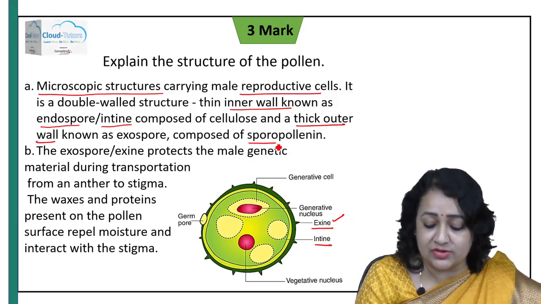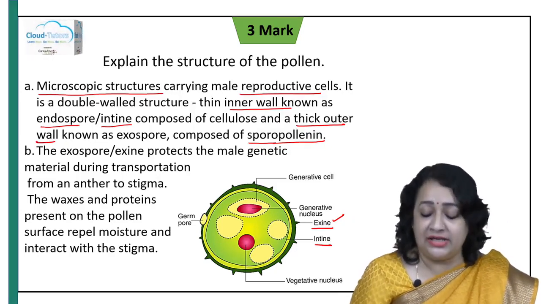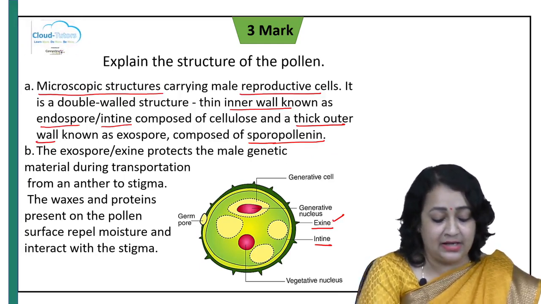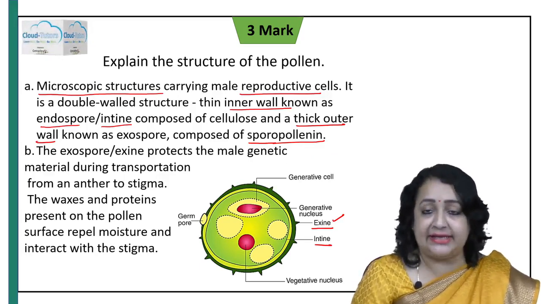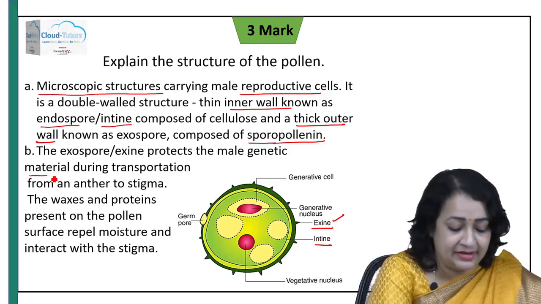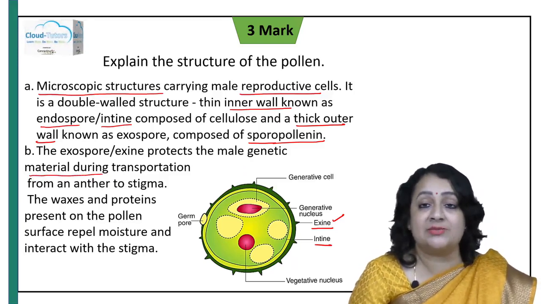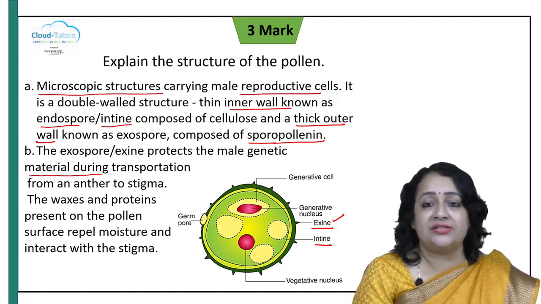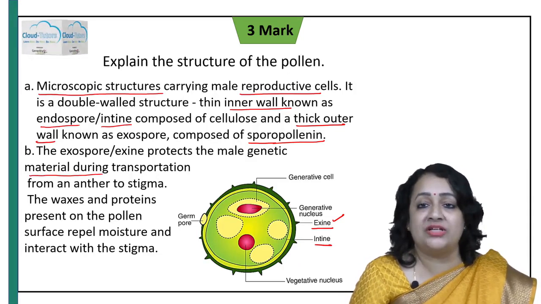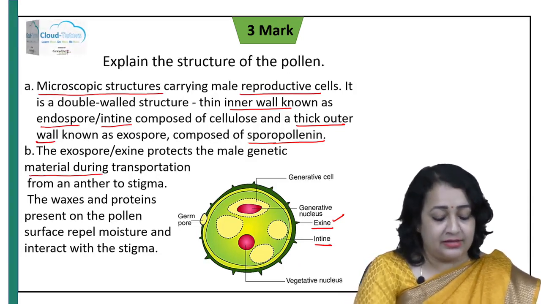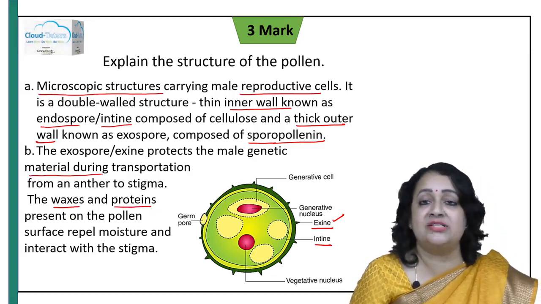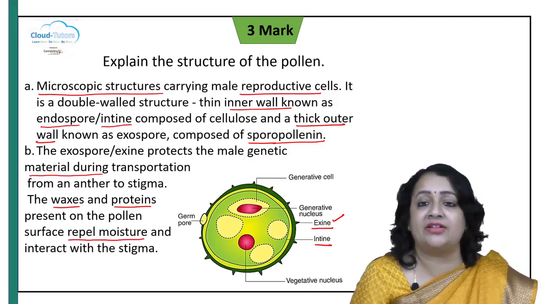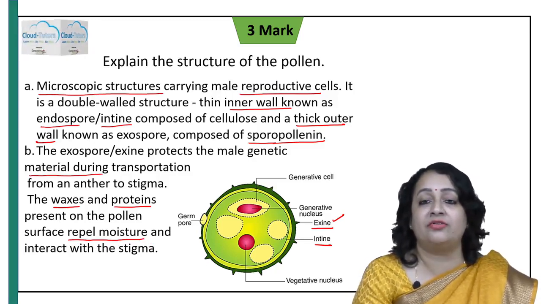Exine is made up of sporopollenin. The function of the exospore or the exine is to protect the male genetic material during transportation, when the pollen grains are transported from the anther to the stigma, correct? During this transportation, the exine is protective in nature. It protects the pollen grain. The waxes and the proteins which are present on the pollen surface help in repelling moisture and help in interacting with the stigma. So these are the functions of the different parts of the pollen.